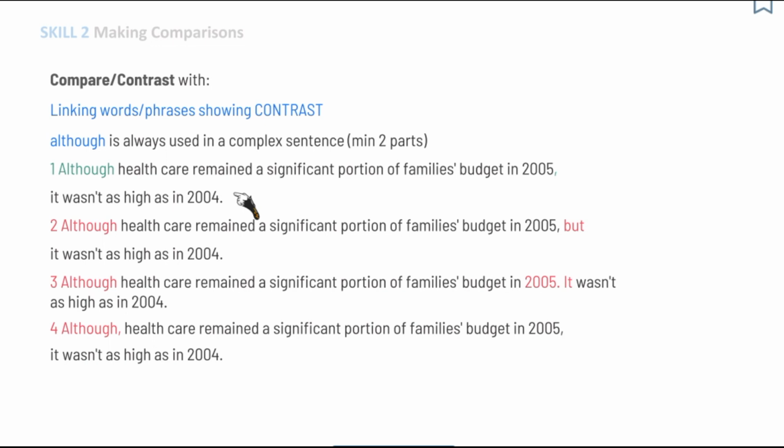And finally, a very common mistake that I see is here, putting this comma after although. This is wrong. There shouldn't be any comma after although. The comma, again, goes here in the middle of the sentence. It splits 2 parts of the sentence. Okay, I hope you will not make these mistakes.